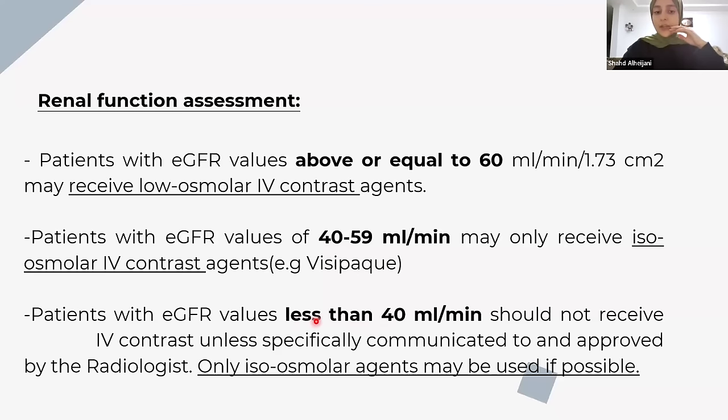Meanwhile, a patient with the EGFR less than 40 milliliters per minute should not receive IV contrast. In some cases, the radiologist will decide that the patient needs IV contrast. If the radiologist decides to give it, in this case, again, it has to be iso-osmolar. So the only case you use low osmolar is if the EGFR is above or equal to 60.